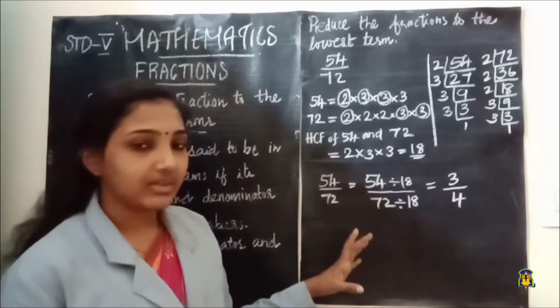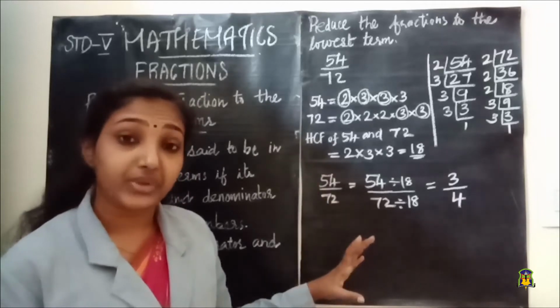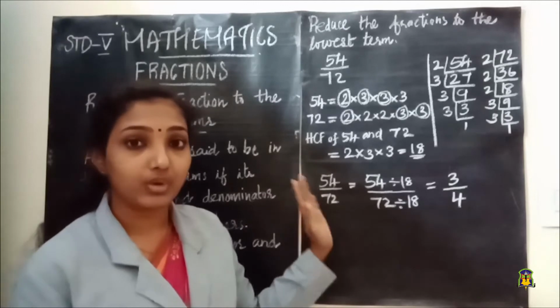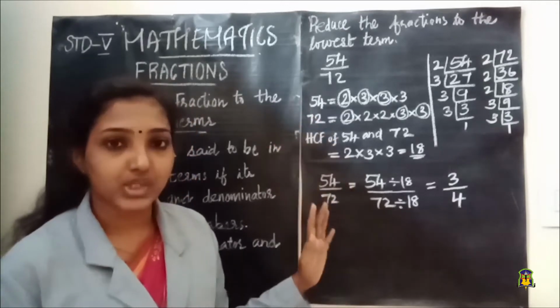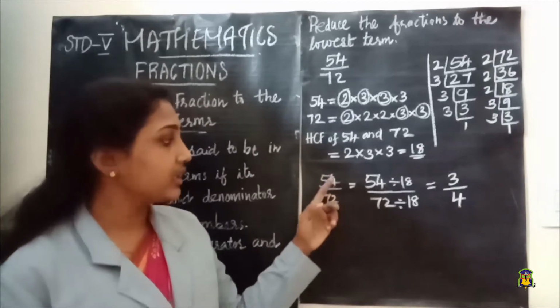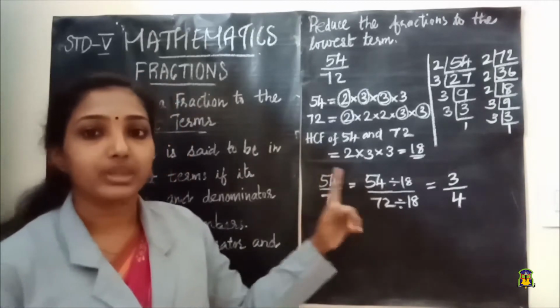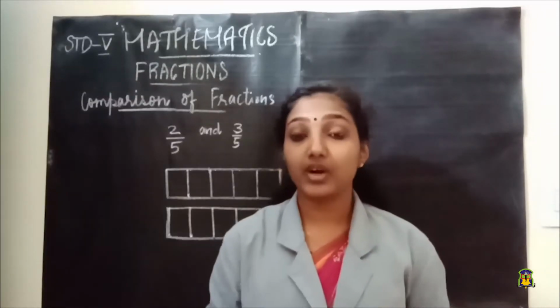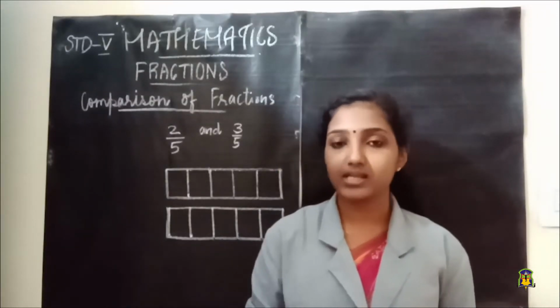So to find an equivalent fraction and also to reduce a fraction into its lowest term, we follow the same step. We will find the HCF of numerator and denominator, and then we will divide the numerator and denominator by the HCF. Next, we are going to study the comparison of fractions.